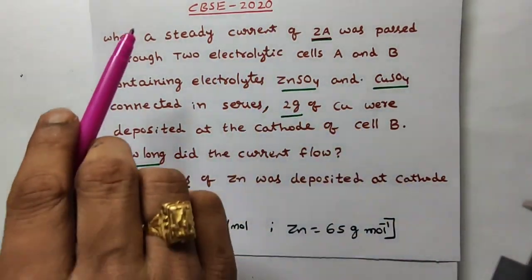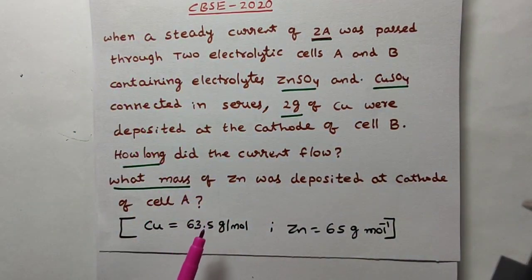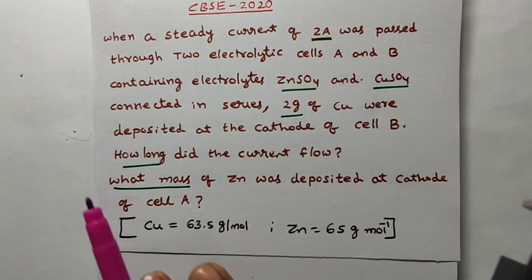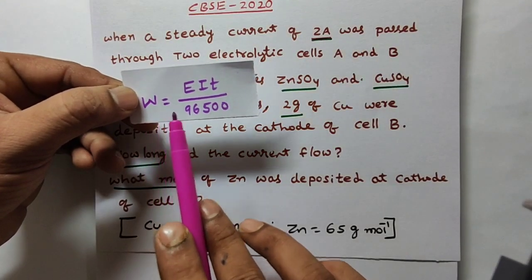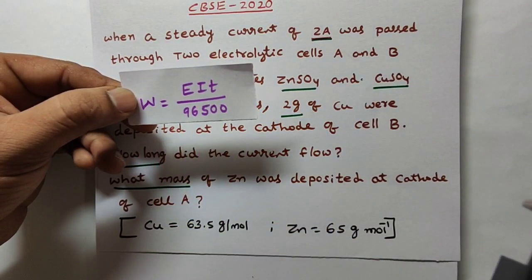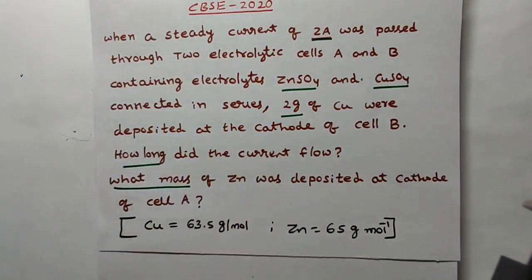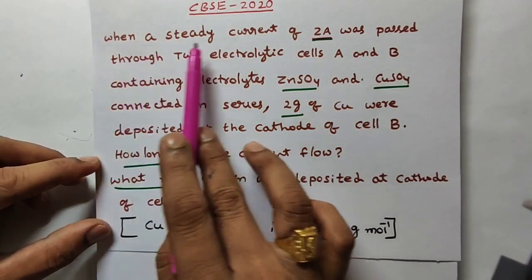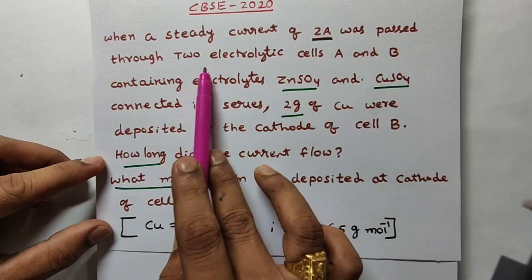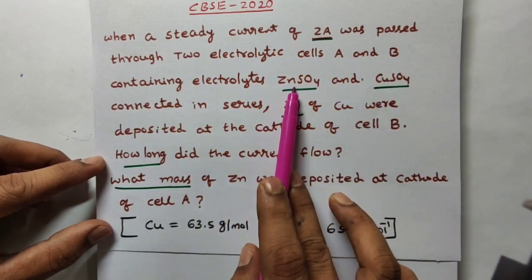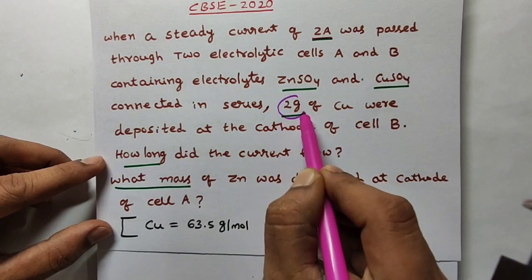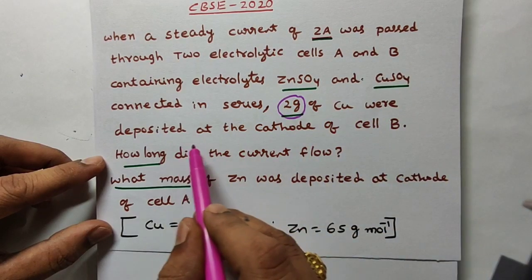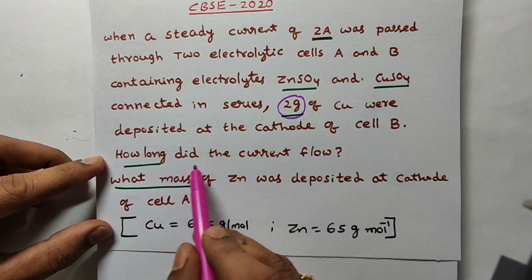CBSE 2020. If you observe this question, we feel it is a lengthy and tough answer, but it is a very simple question. The solution is very simple. You can just use this formula, W equal to EIT divided by 96,500. First let us read the question. When a current of 2 amperes was passed through two electrolytic cells A and B containing zinc sulfate and copper sulfate in series, 2 grams of copper were deposited at the cathode. So how long will the current flow?